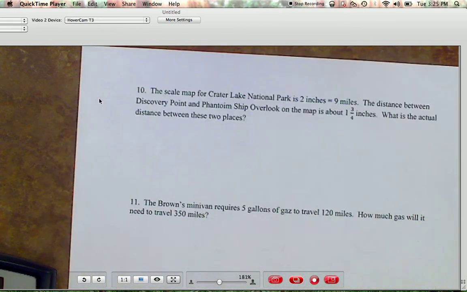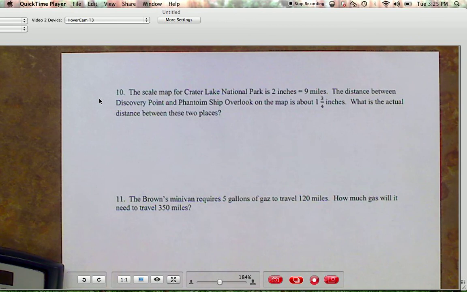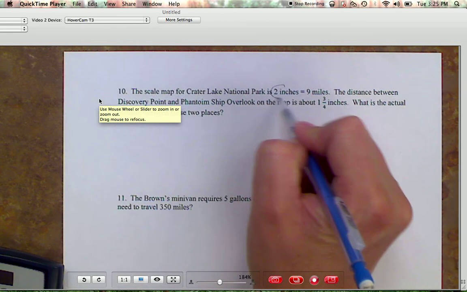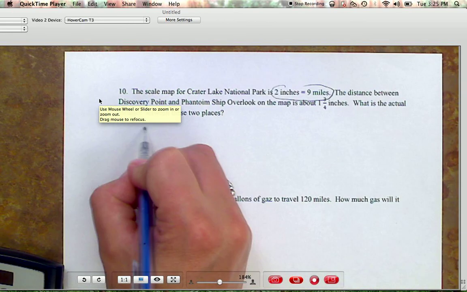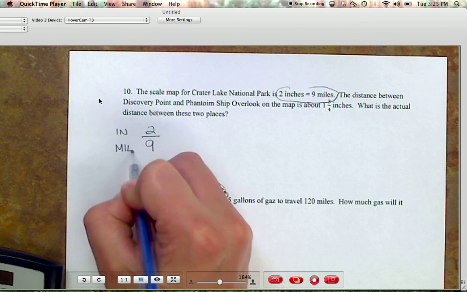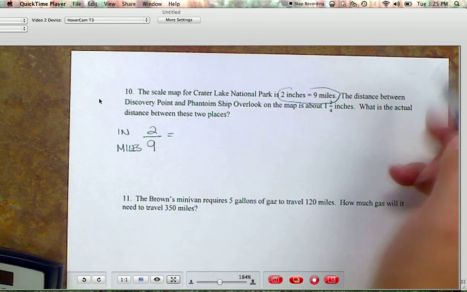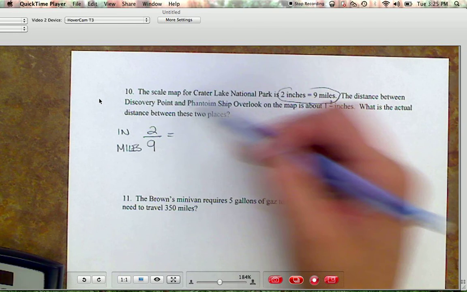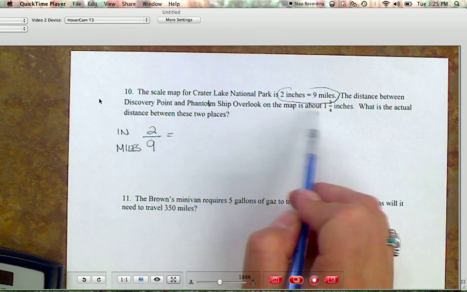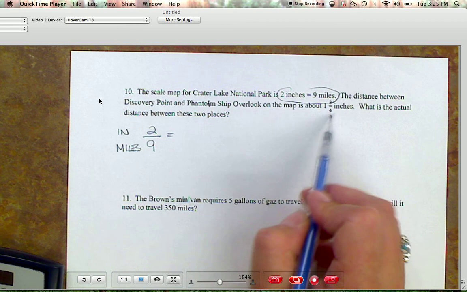All right, so let's look at these other word problems. The scale map for Crater Lake National Park is 2 inches equals 9 miles. Now usually when they give you a scale, that's your first ratio right there. 2 inches over 9 miles. Okay. The distance between Discovery Point and Phantom Ship Overlook on the map is about 1 3/4 inches.